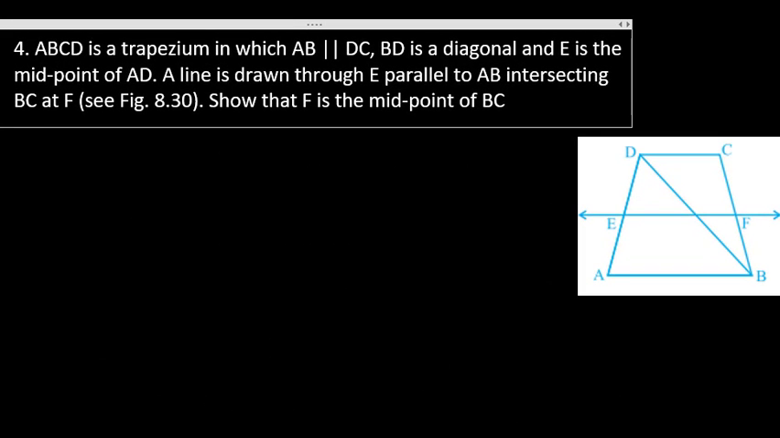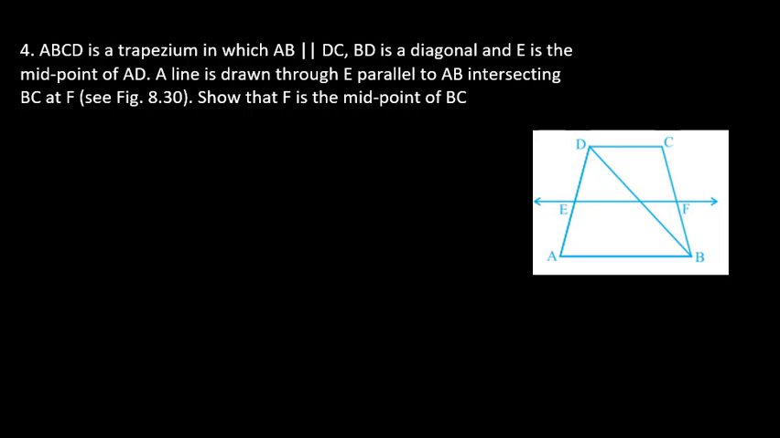Fourth question, ABCD is a trapezium. ABCD, we can see that this ABCD is a trapezium in which AB is parallel to DC, BD is the diagonal, E is the midpoint of AD, a line is drawn through E parallel to AB intersecting BC at point F. We have to show that F is the midpoint of BC.